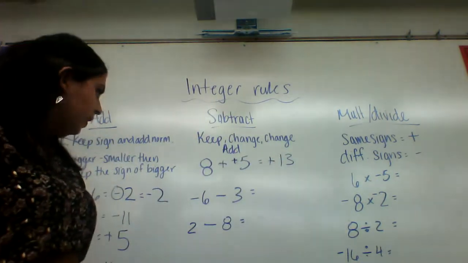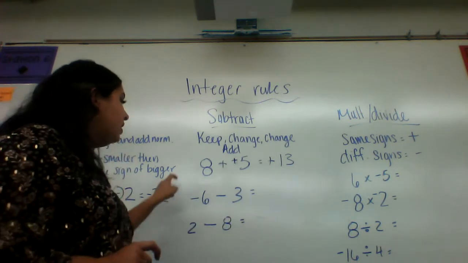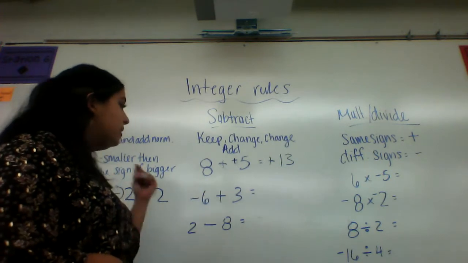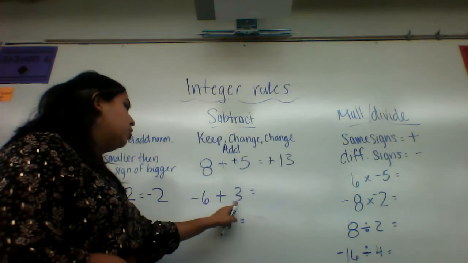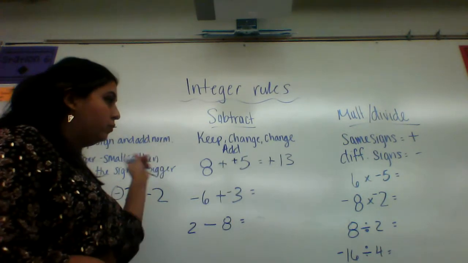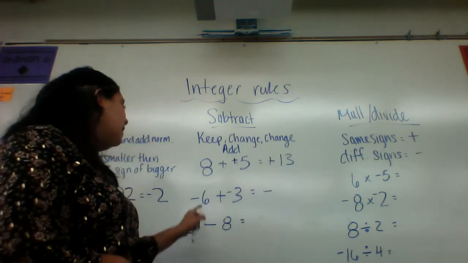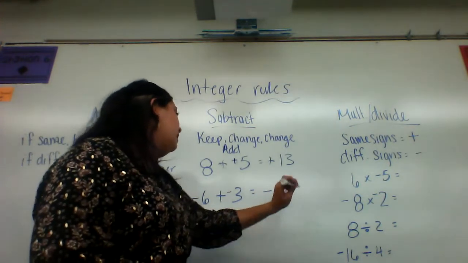Let's keep going. So I have negative 6 minus 3. So I'm going to keep the sign of the first one, so that's going to stay negative 6. I'm going to turn it into addition. And then I'm going to change this sign to the opposite. So the opposite of positive 3 is negative 3. And now I'm going to add from our adding rules. So they're both negative, so I'm going to keep the same sign. And negative 6 plus negative 3 is going to give me negative 9.